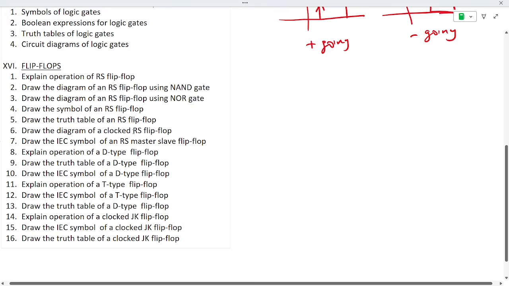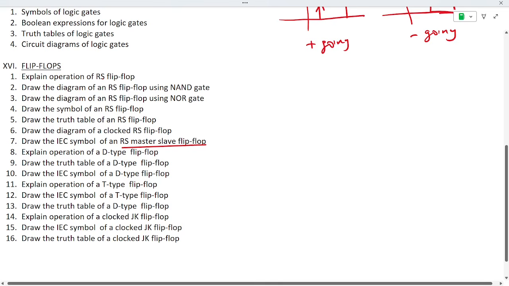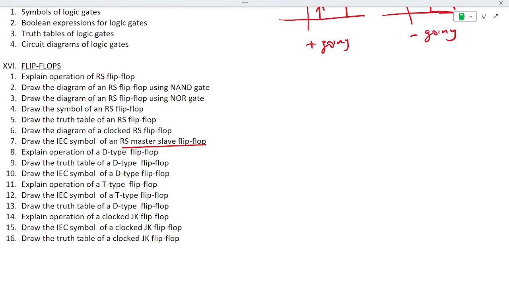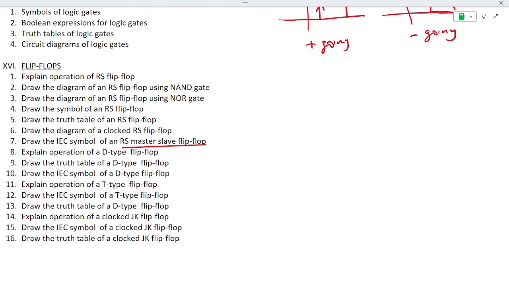There is a circuit diagram, but the circuit diagram for the RS master slave flip-flop is going to be huge. I'm not expecting the examiner to ask for such large circuits to draw, but if you can study it, it's good also. If you can study the whole diagram, but usually they will ask you to draw the IEC symbol. Explain the operation of a D-type flip-flop, draw the truth table of a D-type flip-flop, and then draw the IEC symbol of a D-type flip-flop.